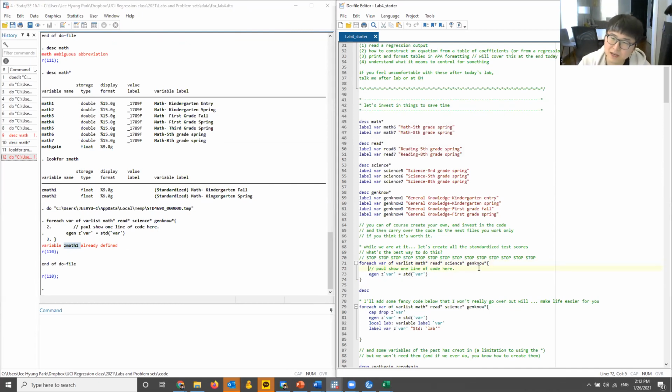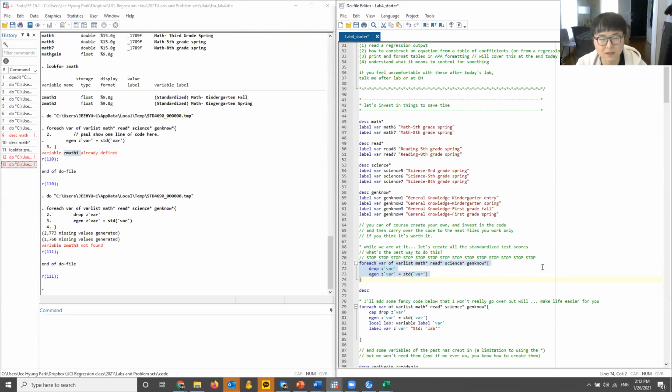You could think about something like you could drop the existing variable in the loop, but this is also going to run into a problem, right? Because you didn't create it for all of them. So it'll say, well, zmath3 doesn't exist. It doesn't know how to drop it.